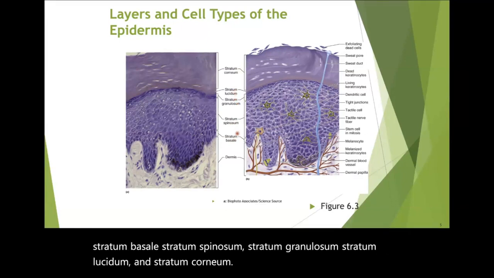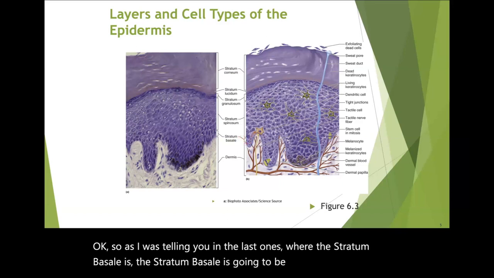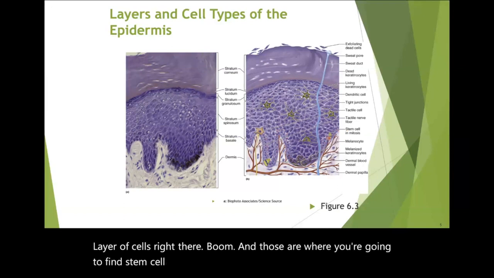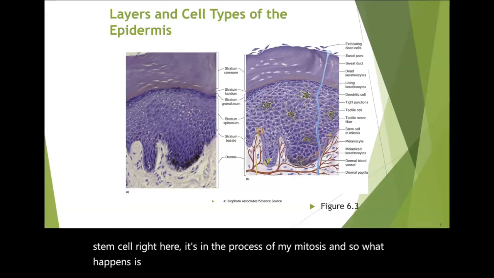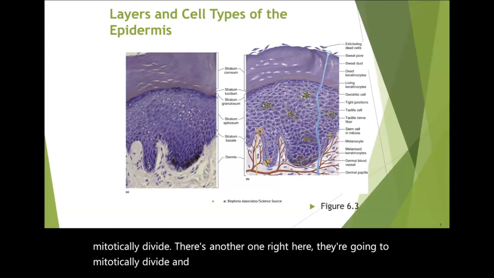Okay, so as I was telling you in the last ones, the stratum basale is going to be this layer of cells right there. And those are where you're going to find stem cells also. So you can see this stem cell right here, it's in the process of mitosis. The stem cells that are found here are going to mitotically divide. There's another one right here. They're going to mitotically divide and start adding to the layers.